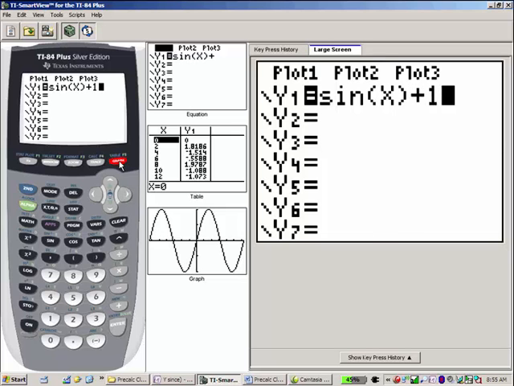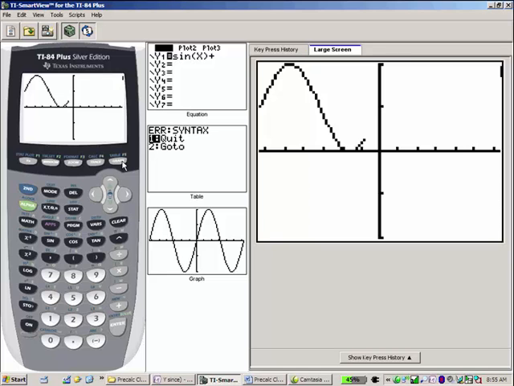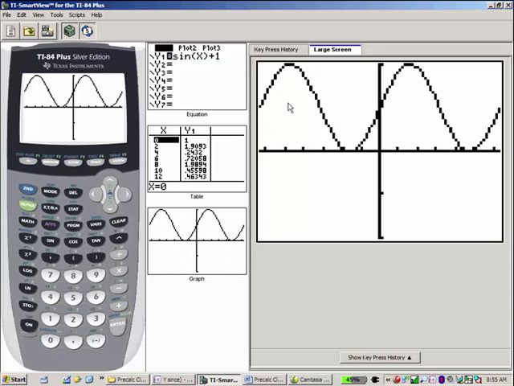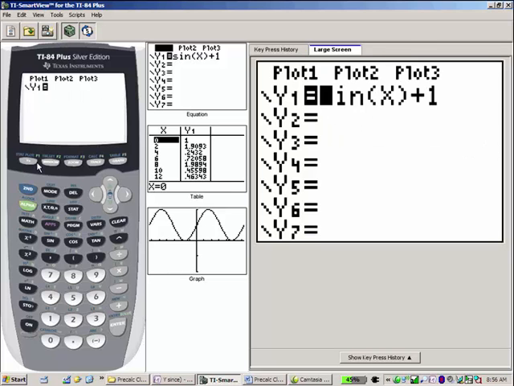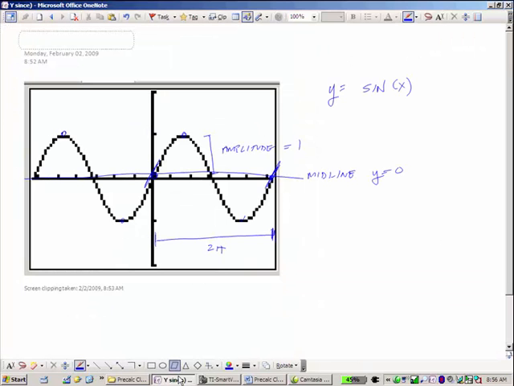Let's just add 1. It's a vertical shift, right? So the midline is now at y equals 1. Okay. All right. Let's start talking about changing the period and doing horizontal shifts. Okay, so let's go back to this.